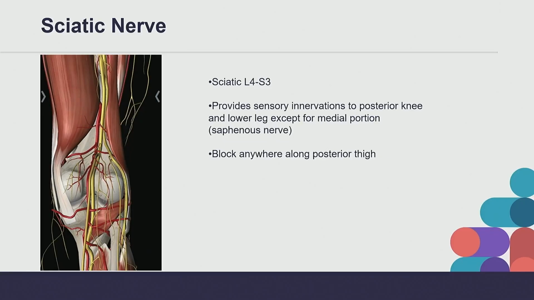So my favorite true or false question to ask my residents and fellows is: true or false, all motor innervation below the level of the knee is innervated by the sciatic nerve. And the answer is true, because I said motor, right? There's only one sensory branch below the level of the knee that we're not covering with the sciatic nerve, and that's that saphenous branch that we went over that comes off of the femoral nerve.